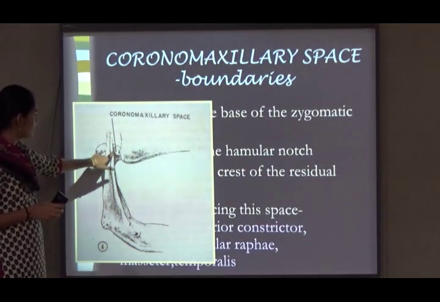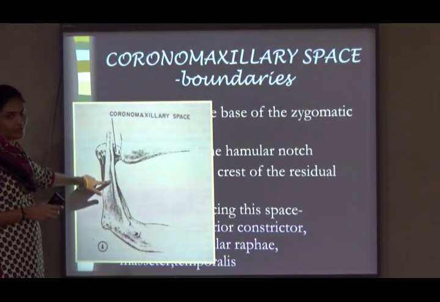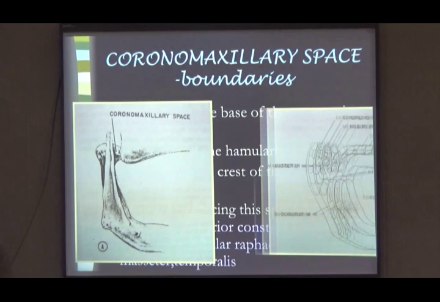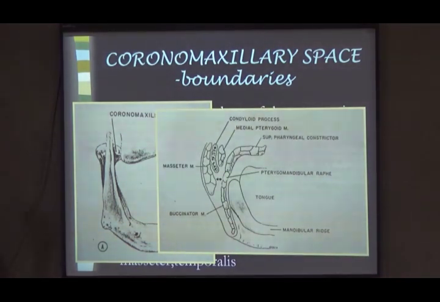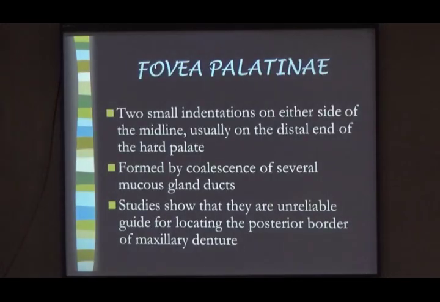So this is the coronomaxillary space. It is in between the maxillary tuberosity and the coronoid process. These are the muscles. So now can you tell me what is pterygomandibular raphe? Formed by fibers of buccinator and what is that? Superior constrictor. It is between the buccinator and superior constrictor fibers. Those two fibers will form your pterygomandibular raphe.